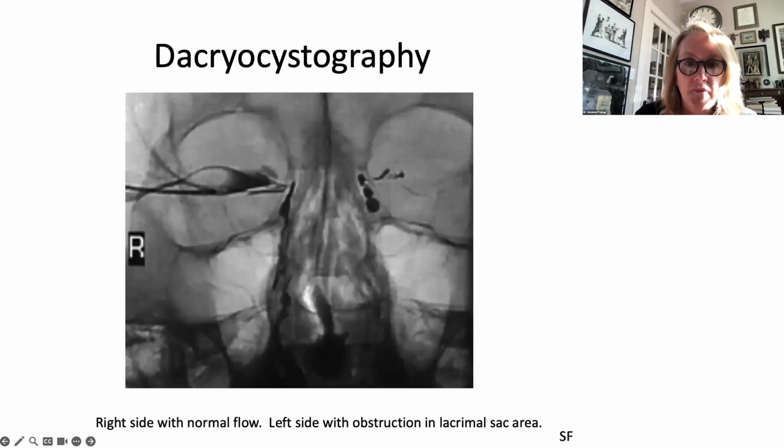Next. Here's an example of a dacryocystogram. On the patient's right side, you can see the contrast dye in the tear film along the eyelid, and you can see that the cannula is in the lacrimal system, and you can see dye going down through the system and into the nose. Then on the patient's left side, you can see that the lacrimal sac contains 3 little globs of contrast material, but then there's an obstruction at the sac duct junction, which is a common place for an obstruction in adults. Next.